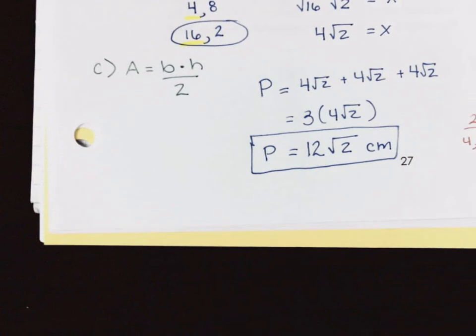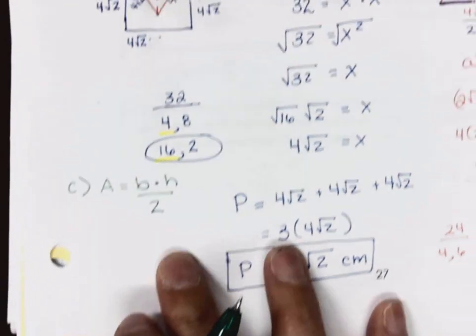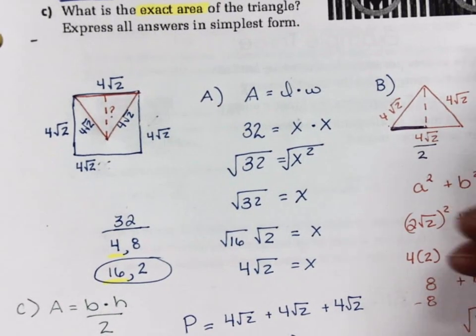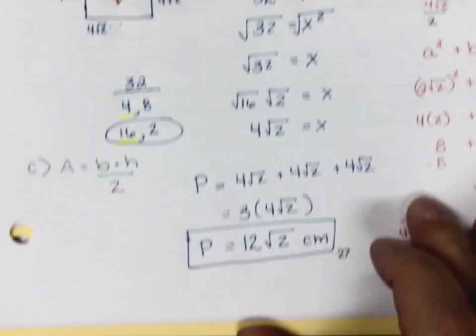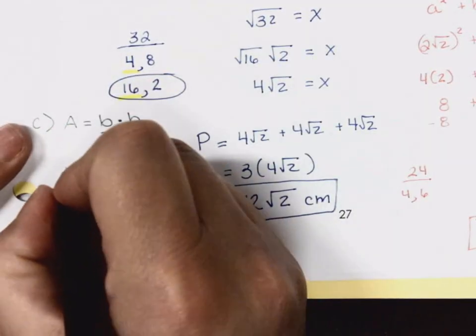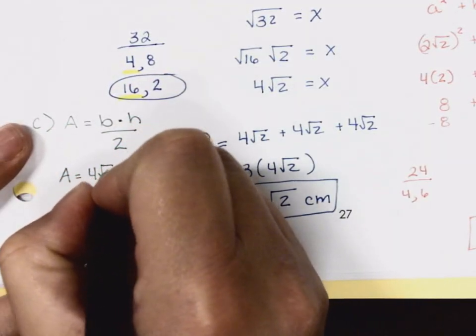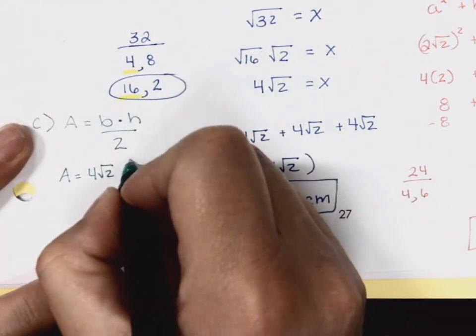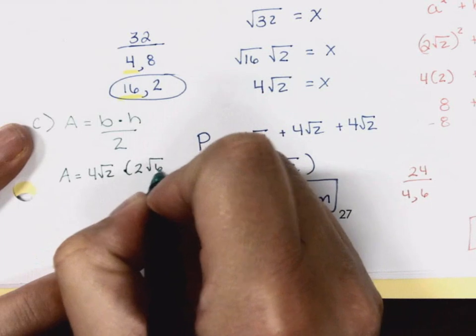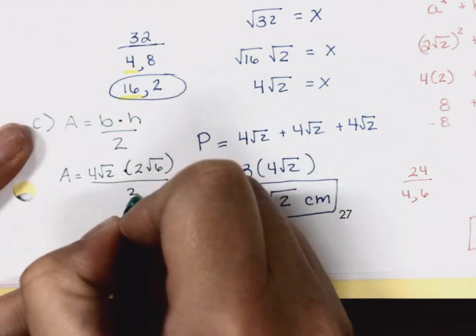So we're going back to the base of the full triangle, which was 4 root 2. So area is equal to 4 root 2 times the height, which we just found. I'm going to use brackets: 2 root 6 divided by 2.